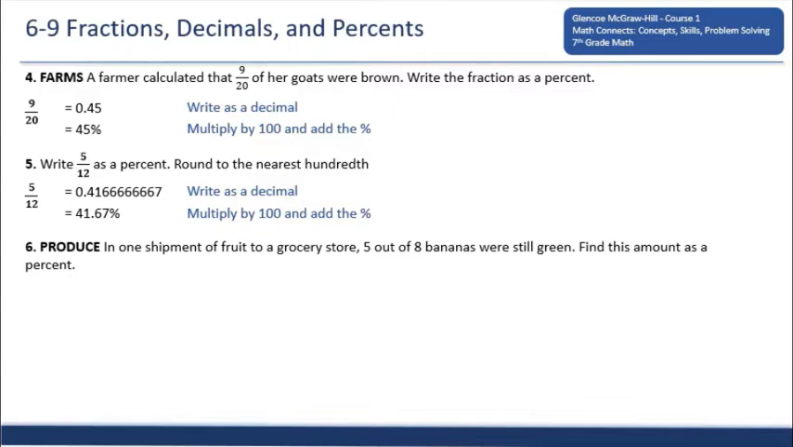Number 6, produce. In one shipment of fruit to a grocery store, 5 out of 8 bananas were still green. Find the amount as a percent. So we're going to take 5/8. So it's 5 out of 8 bananas. And we're going to divide 5 by 8 to write it as a decimal of 0.625. Now we're going to multiply by 100 and add the percent. We don't have to round this one because it only goes out one place. It goes to the tenths, so we don't have to worry about rounding to the hundredths.